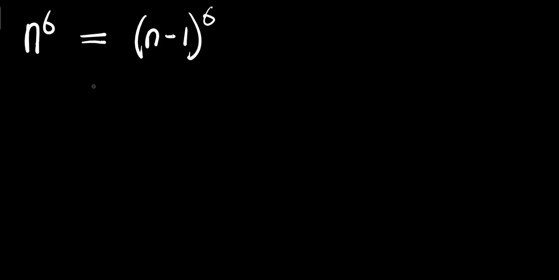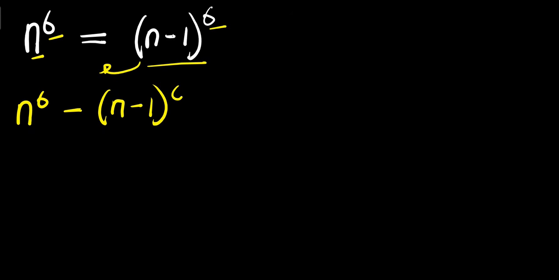Hello, how to solve this exponential problem and find all values of n that satisfy this equation. This is n to the power of 6, and this equals (n − 1) to the power of 6. The first step will be for us to move this over here. We have n^6 minus (n − 1)^6, and this equals 0.